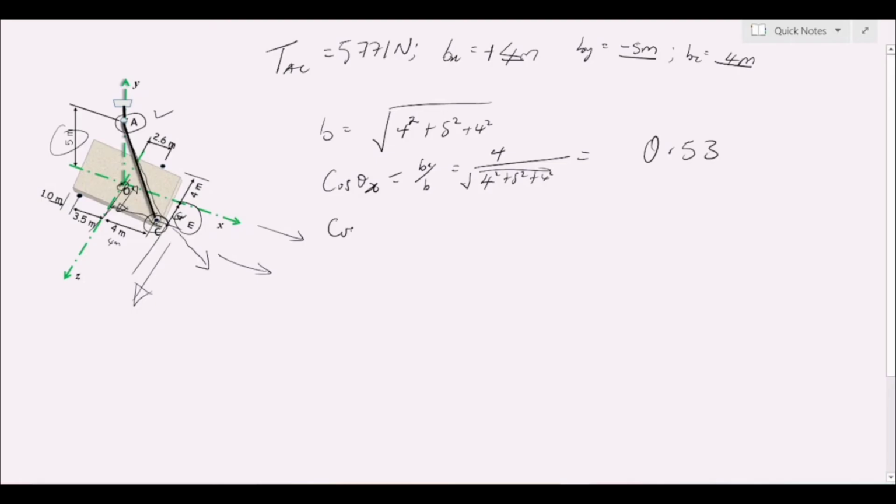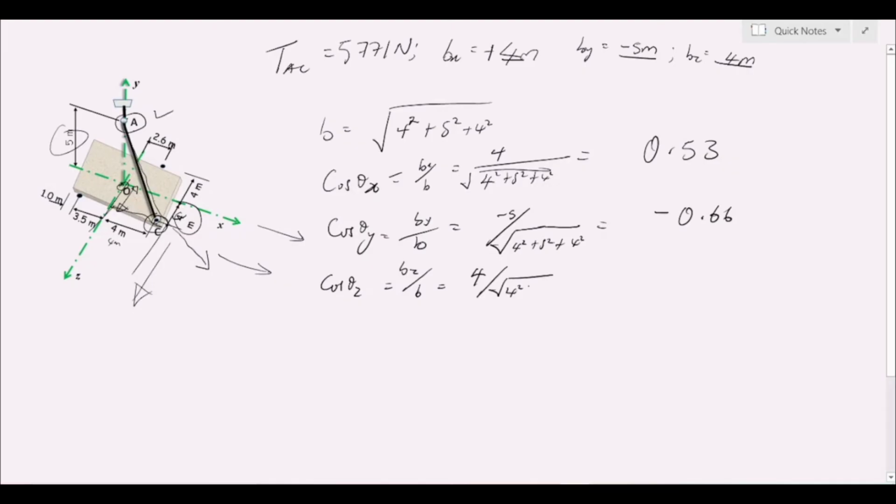And if you're looking for cos theta y as well, it is the value of By divided by B, which is equal to minus 5 divided by the square root of 4 squared plus 5 squared plus 4 squared. And this will be, if you estimate correctly, minus 0.66. And finally, cos theta z will be the value of Bz divided by B. For this case, Bz is 4, so we have 4 over the square root of 4 squared plus 5 squared plus 4 squared. And this one, if you estimate correctly, is going to be 0.53.